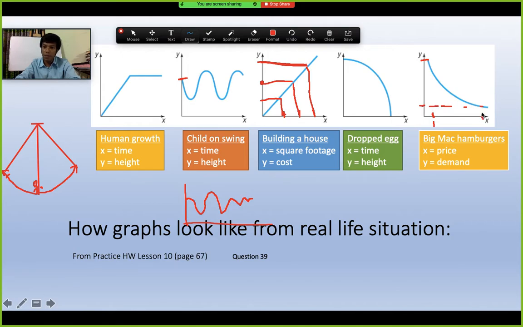That means if the price is higher, then the demand decreases. If the price is low, then the demand is high. This actually happens in our daily life also.